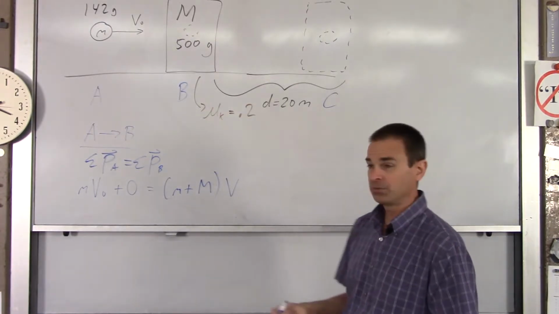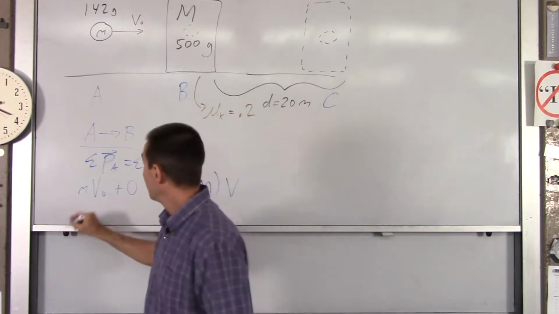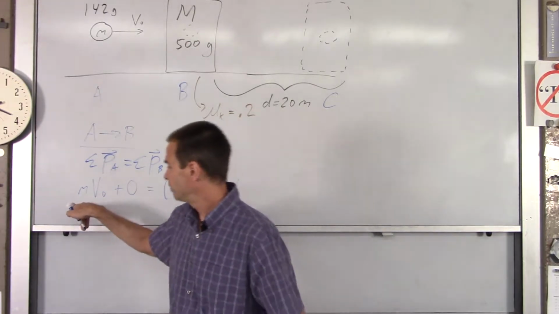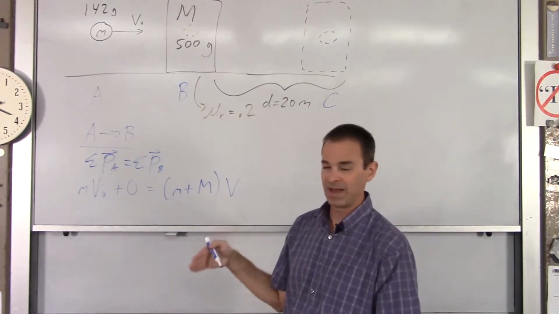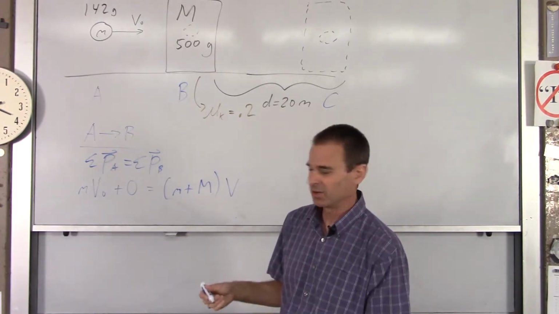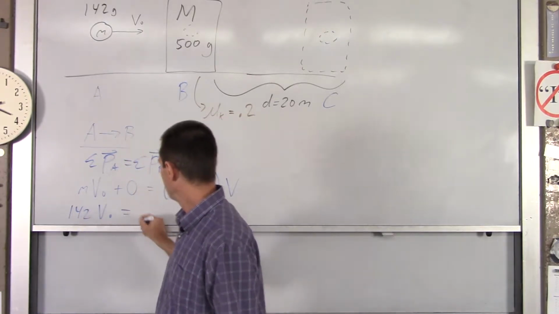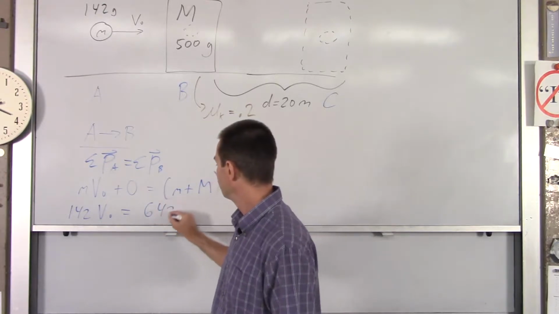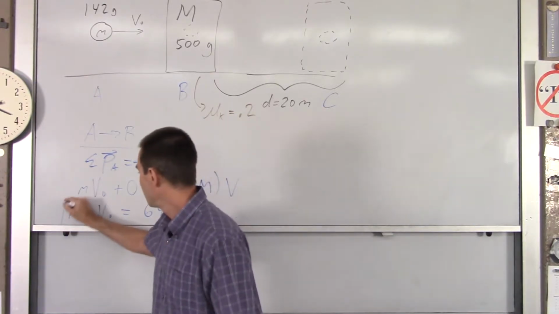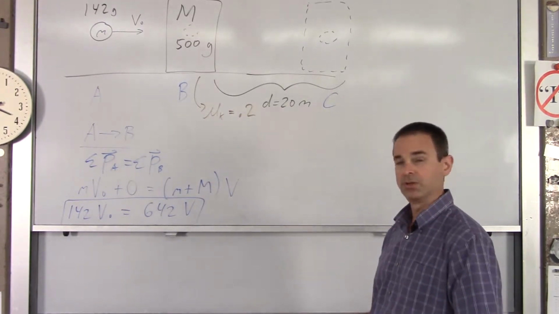So we've got two unknowns here. I don't know v naught and I don't know v. I do know all the masses, so I'll throw those in. And by the way, because I've got mv on this side and mv on that side, it doesn't matter what unit you use for mass because they'll cancel out anyway, so I'll leave it in grams. So we have 142 v naught equals 500 plus 142, which is 642 v. So I've got one equation, but I've got two unknowns. So what else do I do?